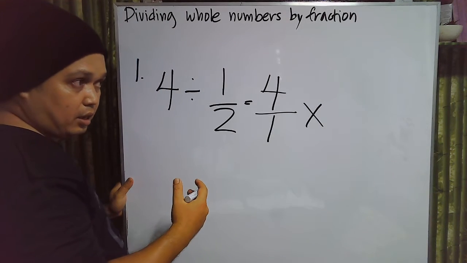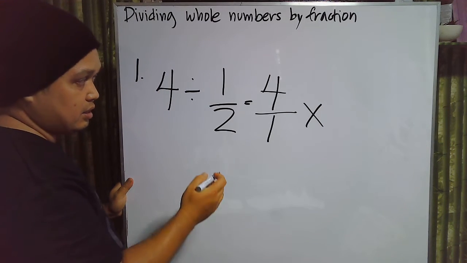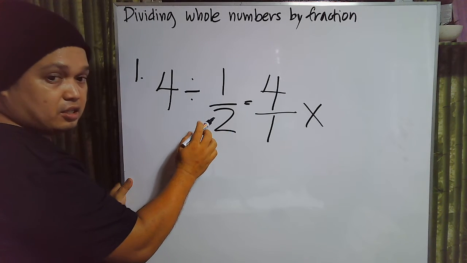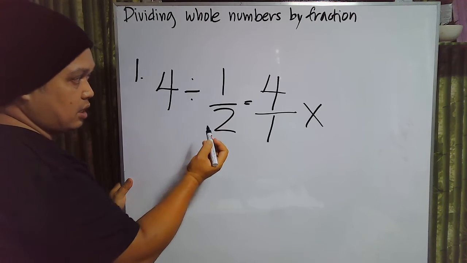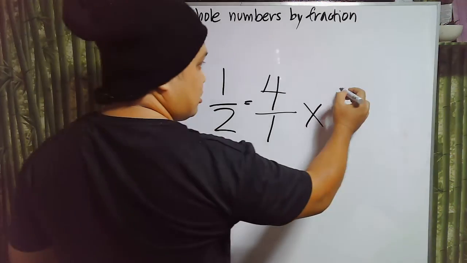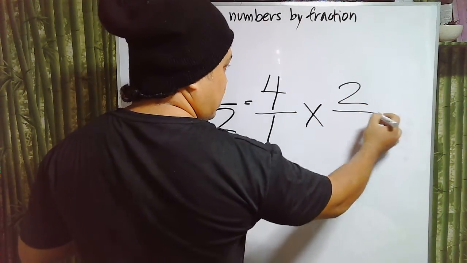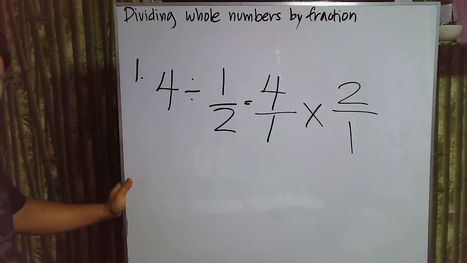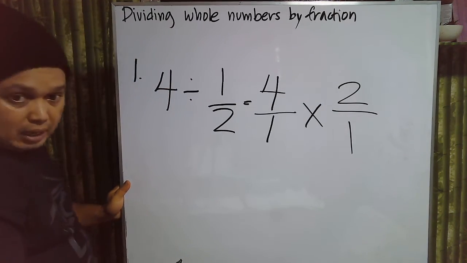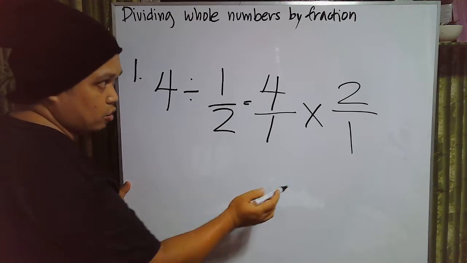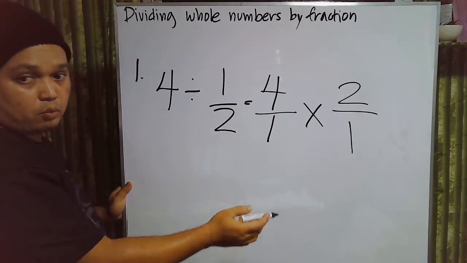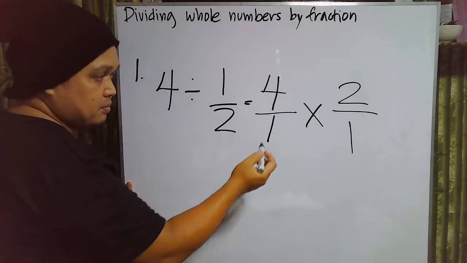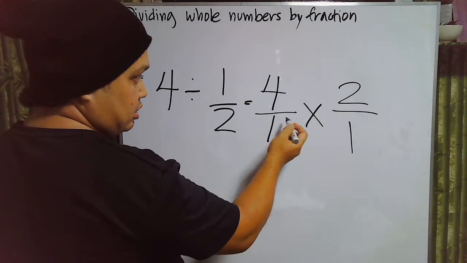But you have to remember that you have to multiply that to the reciprocal of this fraction, which is 2 here will become its numerator, and 1 here will become its denominator. Okay? So, the reciprocal of 1/2 is 2 over 1. Now, we can now multiply. So, numerator to numerator, and denominator to its denominator.